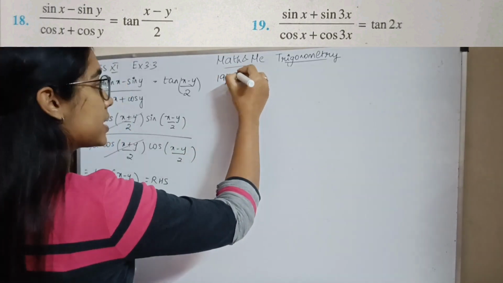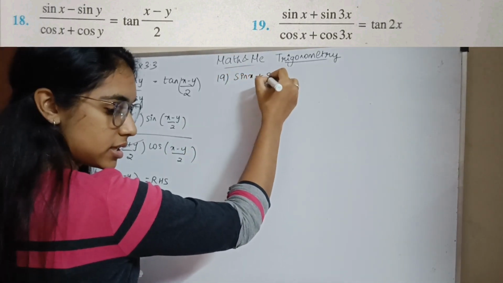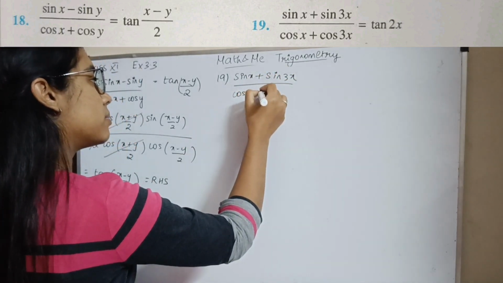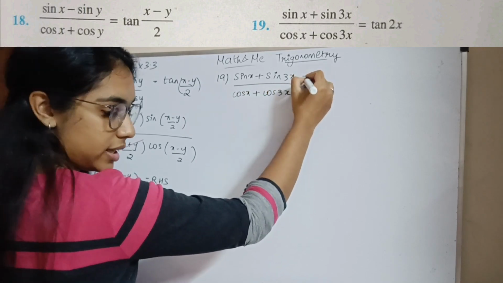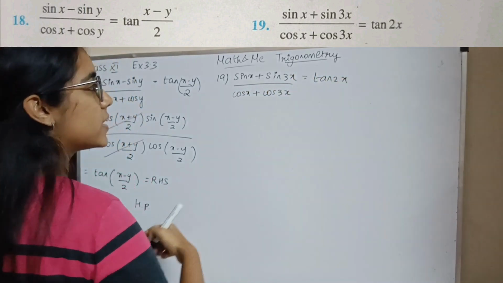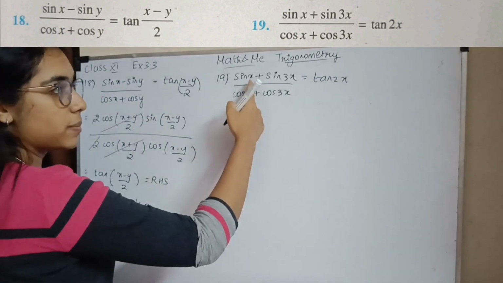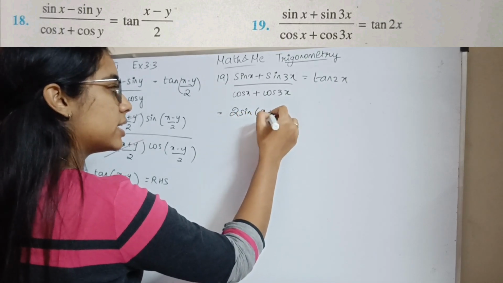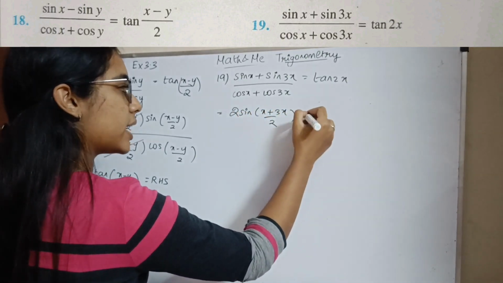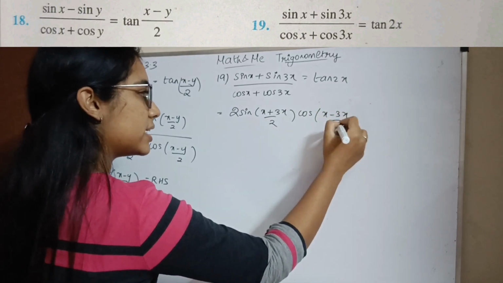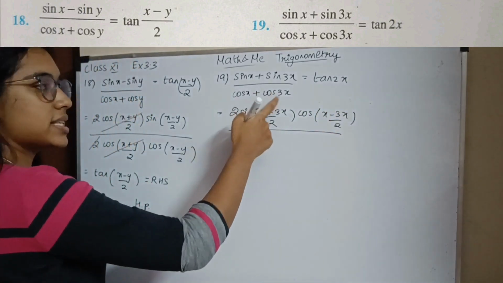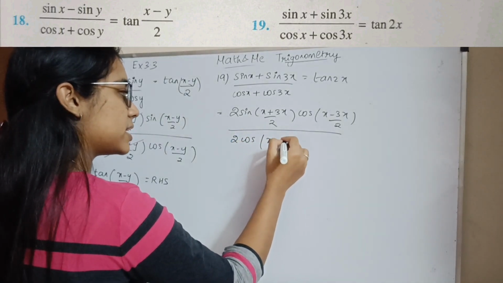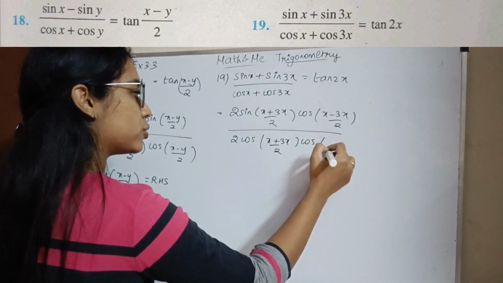Question number 19. (sin x plus sin 3x) divided by (cos x plus cos 3x) equals tan 2x. So, in that line, sin A plus sin B will be 2 sin cos. So, I have 2 sin((x plus 3x) divided by 2) times cos((x minus 3x) divided by 2), the whole divided by cos A plus cos B, which will be 2 cos cos. So, I will have 2 cos((x plus 3x) by 2) cos((x minus 3x) by 2).